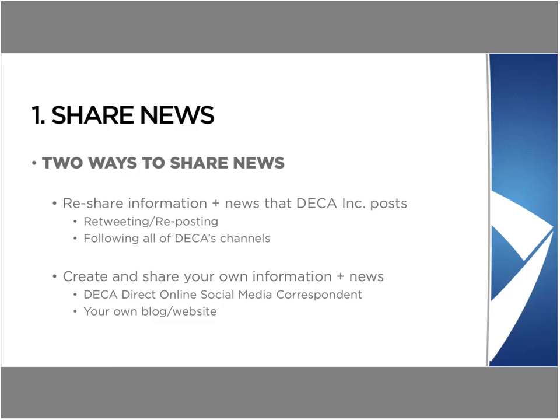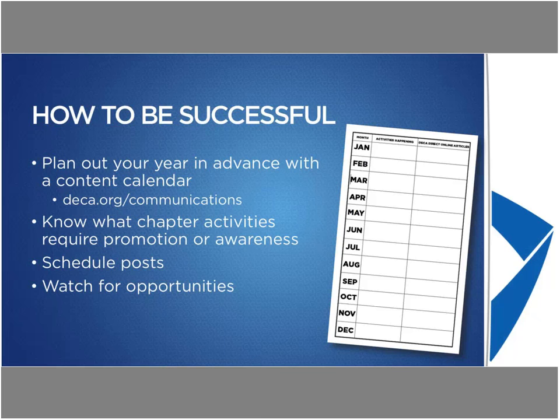The second way is to create and share your own information and news. And really the best way to do this is through the DECA Direct online social media correspondent program, or if you have your own blog and website, posting activities that your chapter is doing, or achievements or awards, or maybe you went on a field trip or a conference, and generating your own news that way and then sharing it through your social media channels.